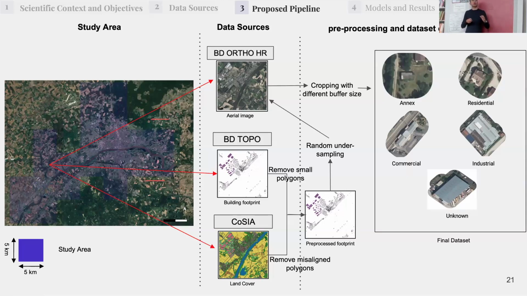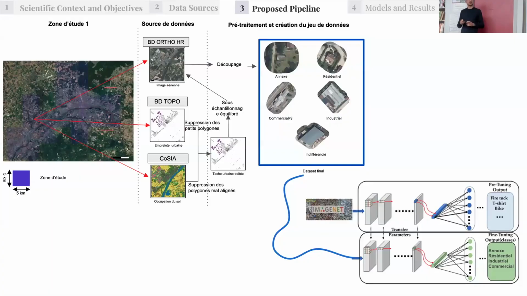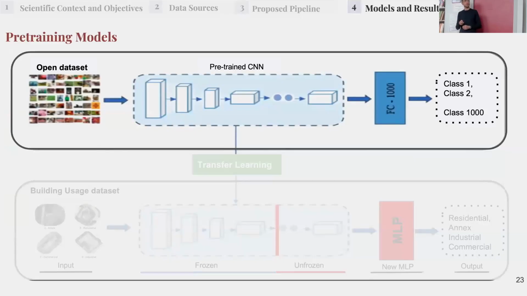We do a crop, and we create a data set here with the buildings, and for each building we know its usage type. Once we create the data set, we will use some pre-trained models and fine-tune them to reclassify the unknown buildings. So we tested some pre-trained models on different data sets.